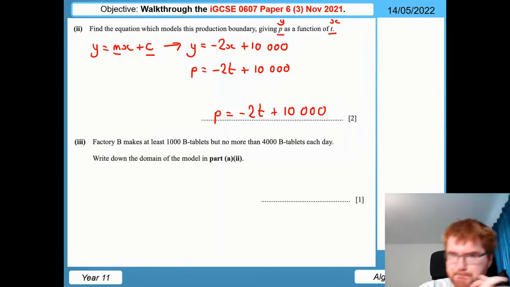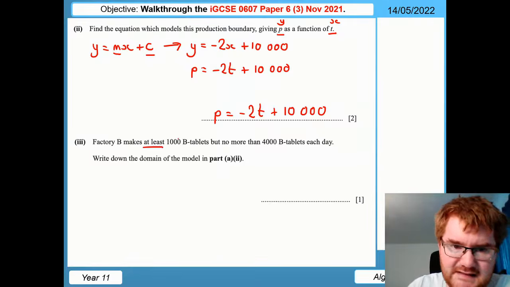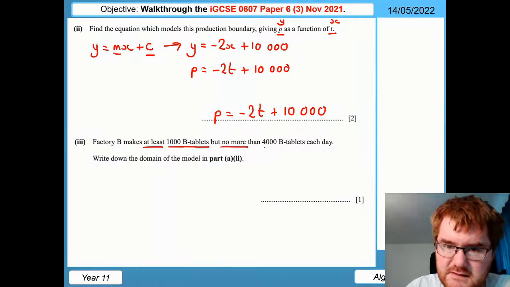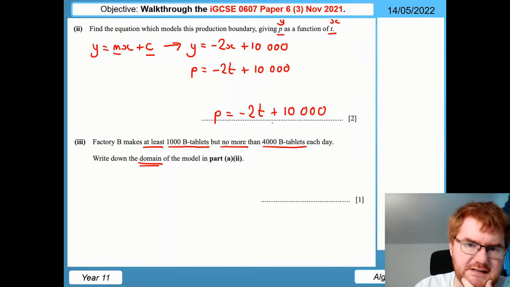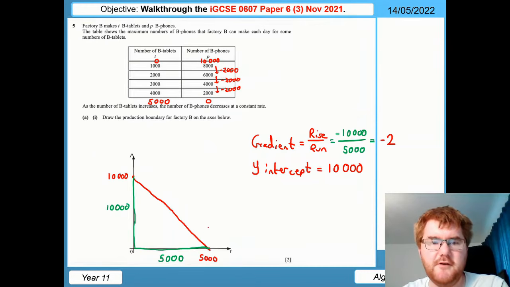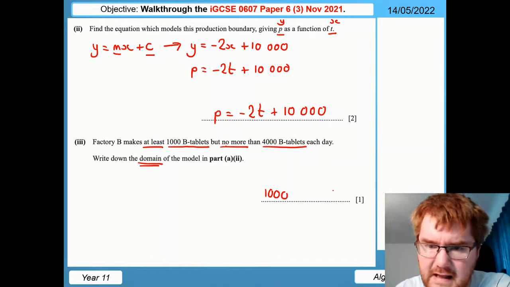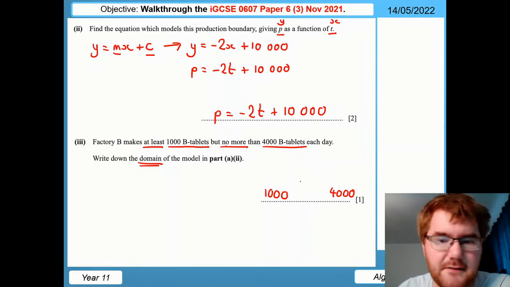Now, part 3, factory B makes at least, very important, at least, so it includes 1,000 B tablets, but no more than 4,000 B tablets each day. And write down the domain, it's an important word to know, of the model that we just generated. So remember, the tablets is referring to the T here, of course, T for tablets, and the limits here are 1,000 and 4,000, and this is what determines what T can be.